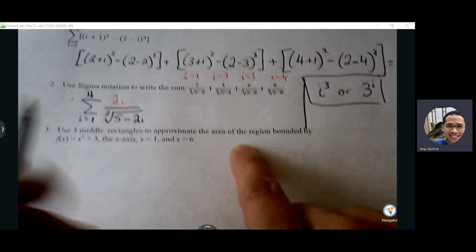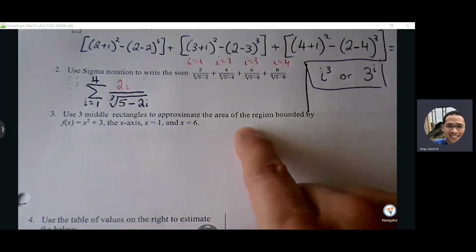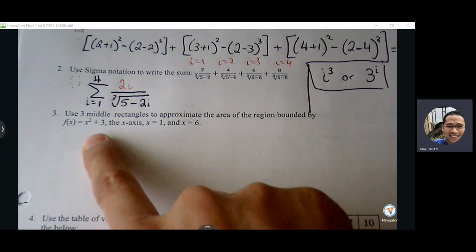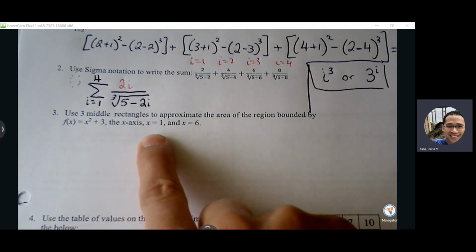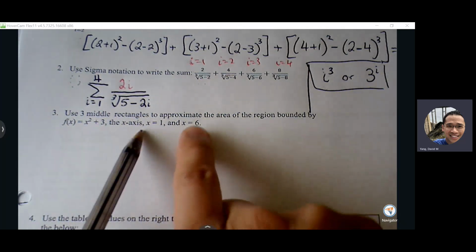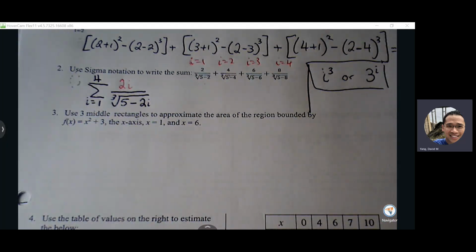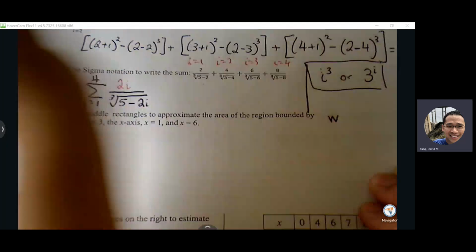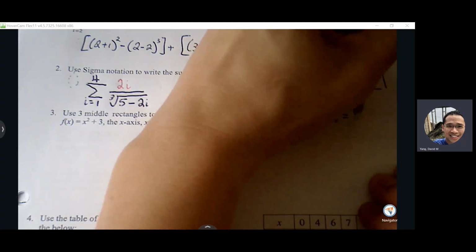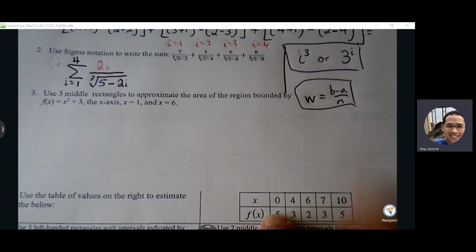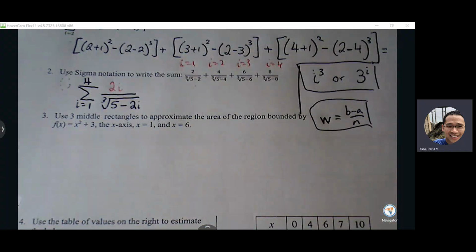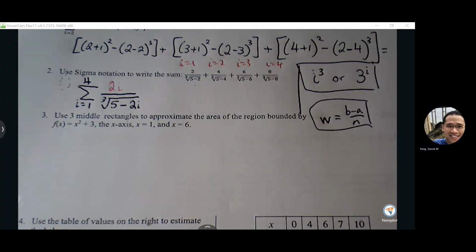Okay. Number 3, it says use 3 middle rectangles to approximate the area bounded by the function x squared plus 3, the x-axis, 1, and 6. So all you need to know about this is that this is the function, that's your a, and this is your b value. This is not a table of values, so I have to use this b minus a over n. If I give you a table of values, you're not going to use it, but if I just give you a function and you're asked to create your subintervals on your own, you're going to have to go through this width formula.